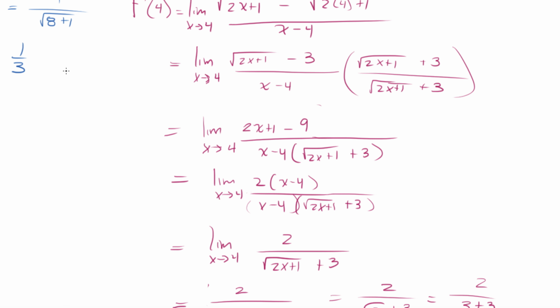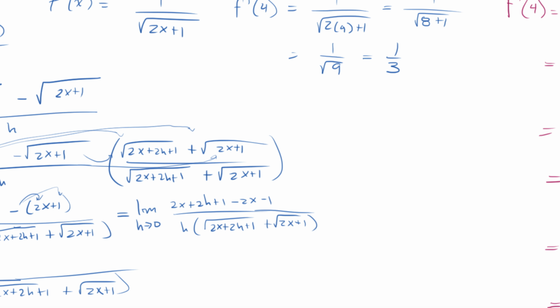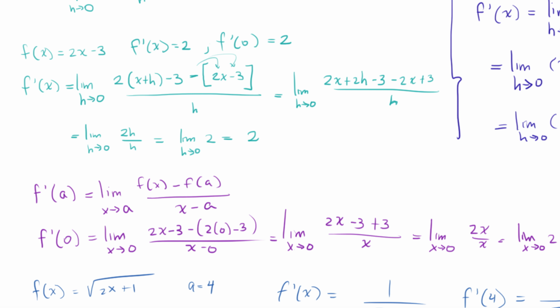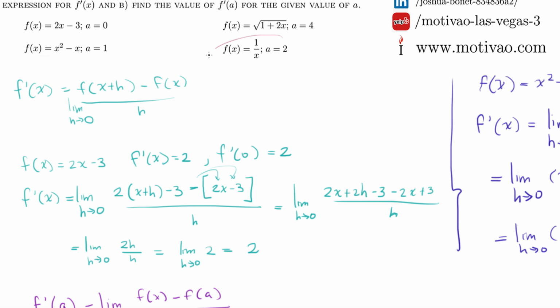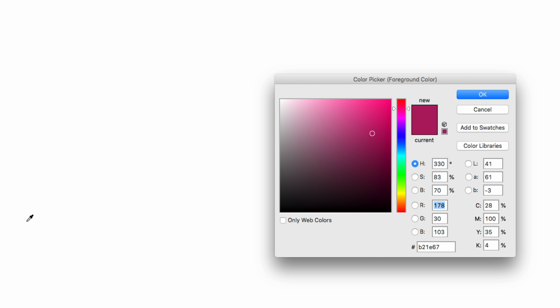Okay? Right there. Now for the last function, I can find it. It is 1 over x and then a equals 2. So again, we're going to do both methods. It's good to know both.